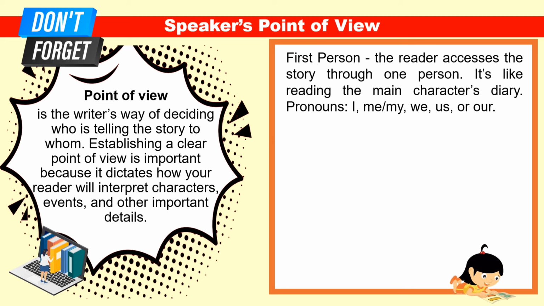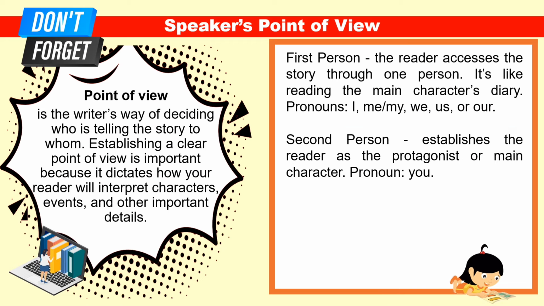In the first-person point of view, the reader accesses the story through one person. It's like reading the main character's diary. The reader will notice pronouns like I, me, my, we, us, or our in first-person writing. Second-person point of view uses the pronoun you. This point of view establishes the reader as the protagonist or main character.